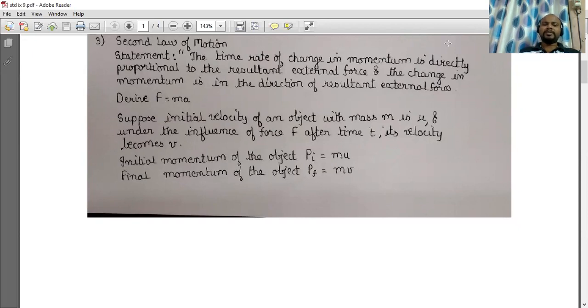Now we'll derive its formula, that is F equal to ma. Suppose initial velocity of an object with mass m is u, and under the influence of force F after time t, its velocity becomes v. Initial momentum of the object, pi, is equal to mu. U is for initial velocity. Final momentum of the object is pf, that is m into final velocity.